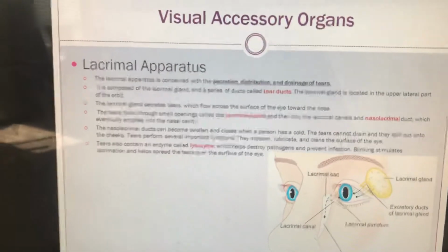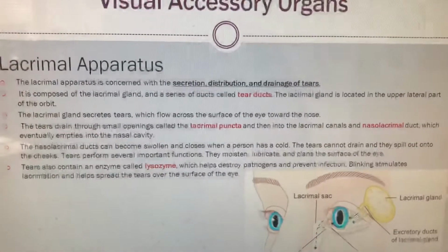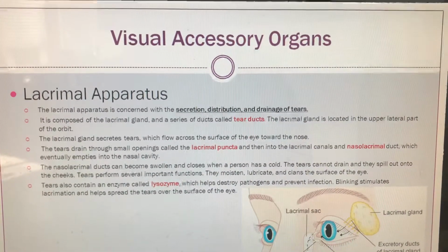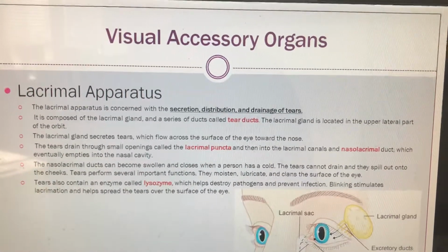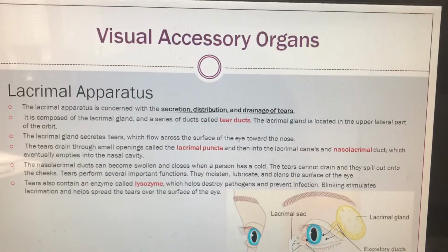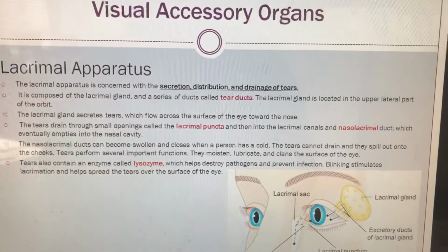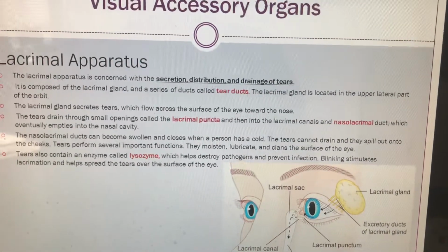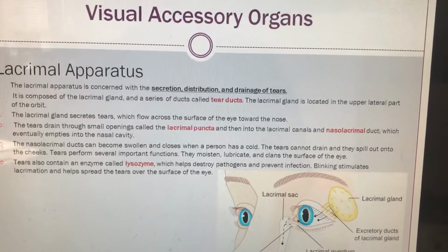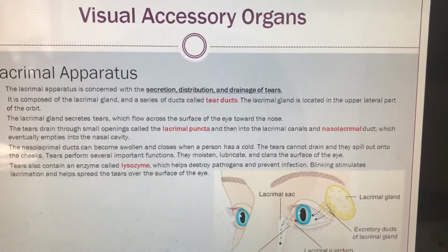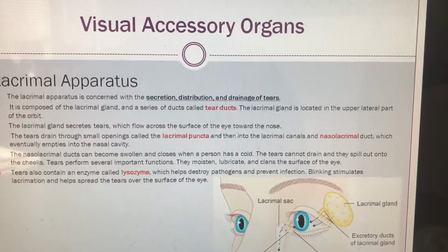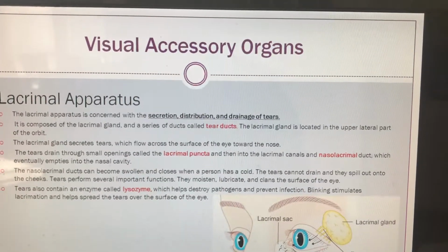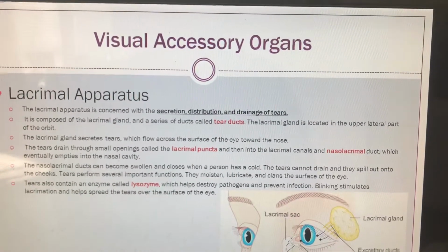Let's talk about your lacrimal apparatus. The lacrimal apparatus is everything to do with your tears. It secretes and distributes the drainage of tears. It's composed of the lacrimal gland and a series of ducts called your tear ducts. The lacrimal gland is located in the upper lateral part of the orbit, and it secretes tears which flow across the surface of the eye toward the nose. The tears drain through small openings called the lacrimal puncta, and then into lacrimal canals and the nasolacrimal duct, which eventually empties into the nasal cavity.